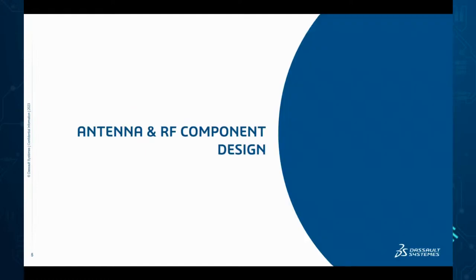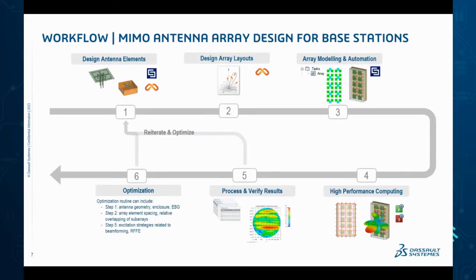Okay, then starting with antenna and RF components. I want to start here by talking in general about antenna arrays. We can see here how our workflow is organized. In particular, we have been focused on strengthening our solutions for MIMO arrays used basically in base stations, although most of the functionalities that we have developed can be applicable to any other classical phased array.